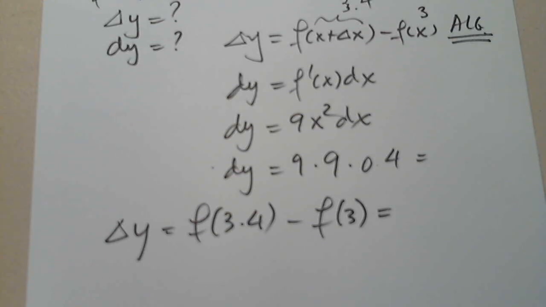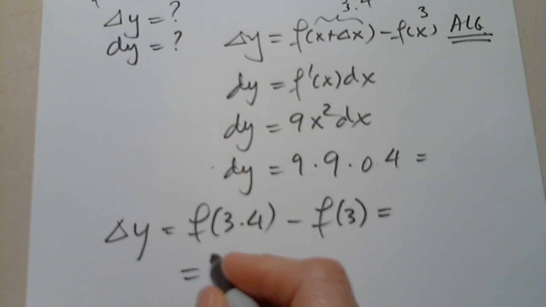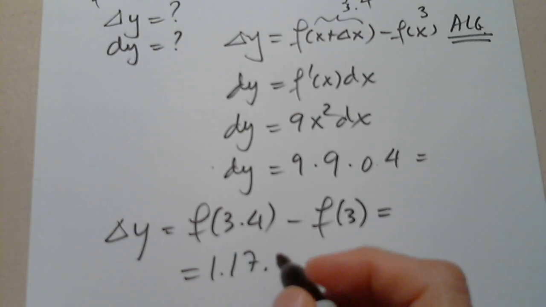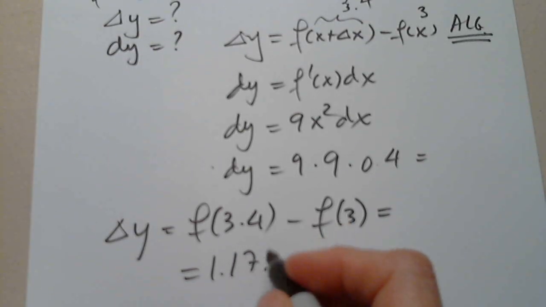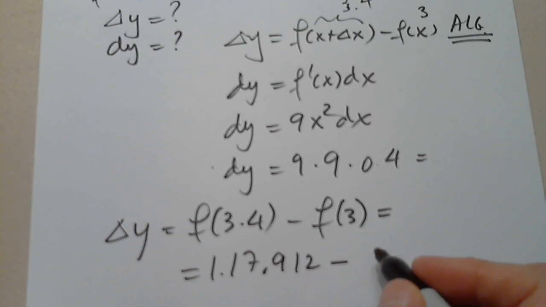Okay, perfect. So I'm going to change to the calculator, and here in y equals, I will plug in 3x cubed. And then all I need is to evaluate at 3.4 and evaluate at 3. So at 3.4 it is 117.912 and minus 81.